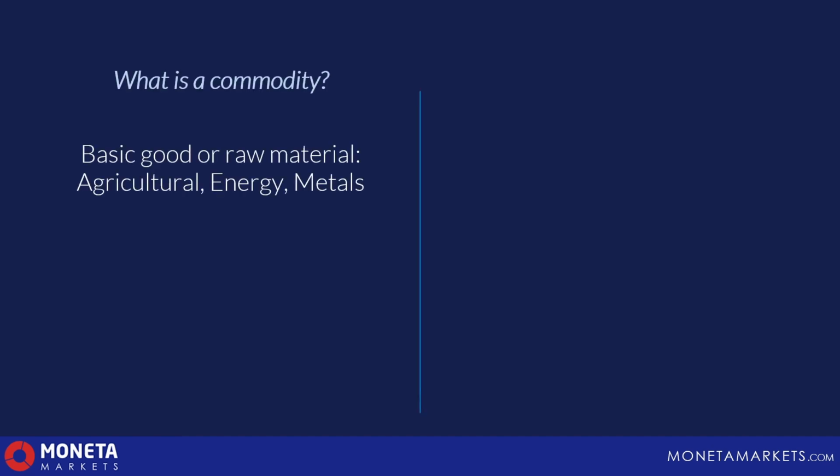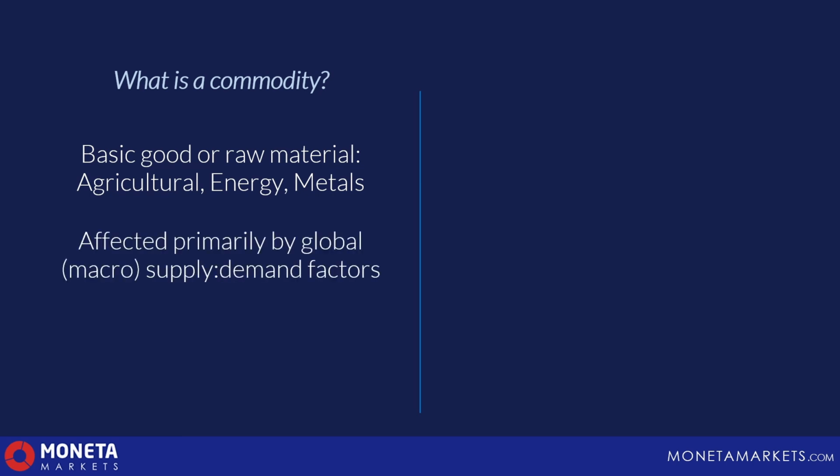In this video we're discussing commodities and more specifically silver and how you can trade it as a CFD through Moneta Markets. So what is a commodity? Well, typically it's categorized into agricultural, energy, or in this case metals, being basic goods or raw materials, as opposed to equities, which can be affected by very specific or microeconomic factors. Commodities are affected more broadly by global supply demand level factors typically.